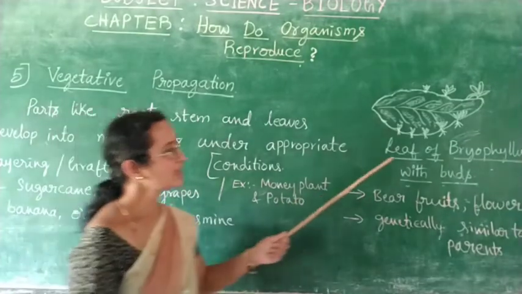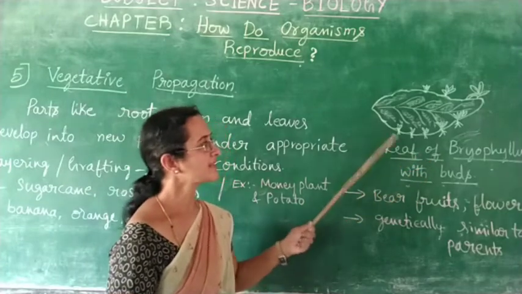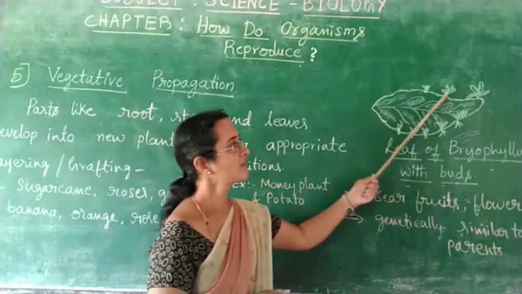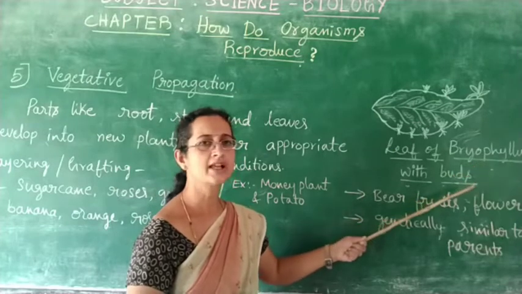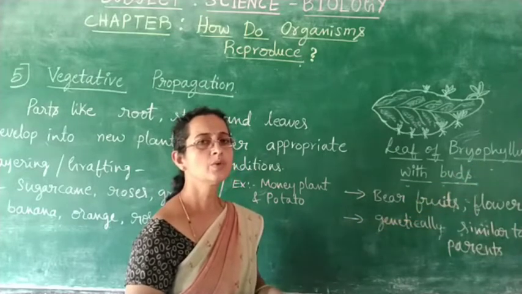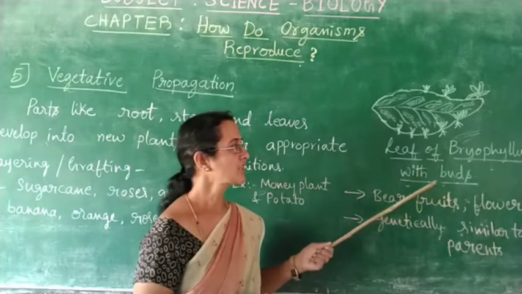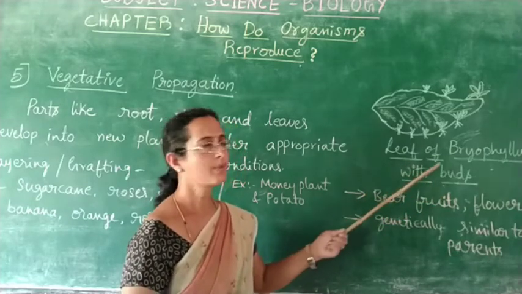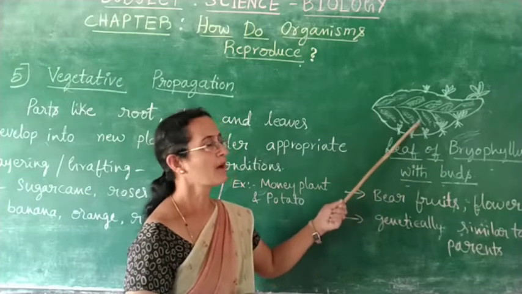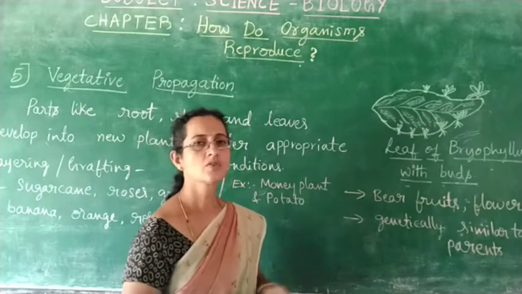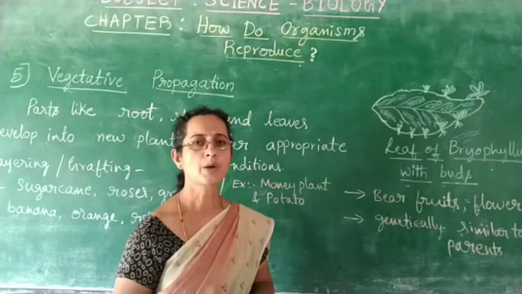Here you can see the leaf of Bryophyllum with buds. These buds, when they fall on moist soil, develop into new plants. So one such vegetative propagation is seen here in the example of Bryophyllum, where the part of the leaf is used for vegetative propagation.